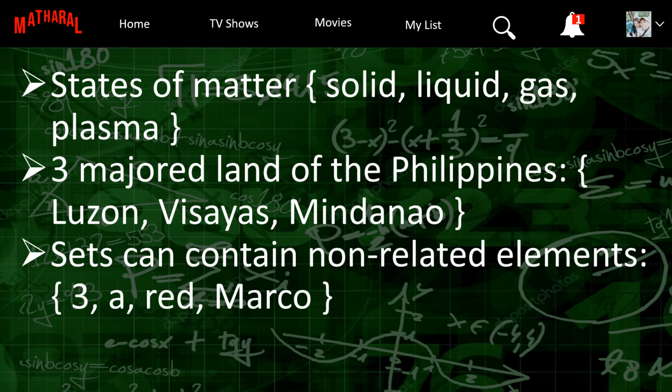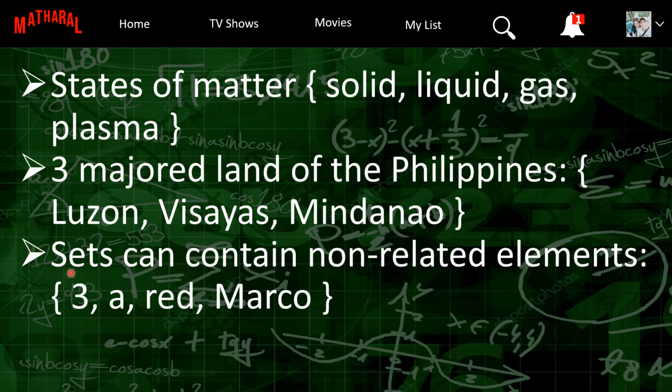So for the next example, state of matter. State of matter is a set whose elements are solid, liquid, gas, plasma. The next, three major land areas of the Philippines is a set whose elements are Luzon, Visayas, and Mindanao.